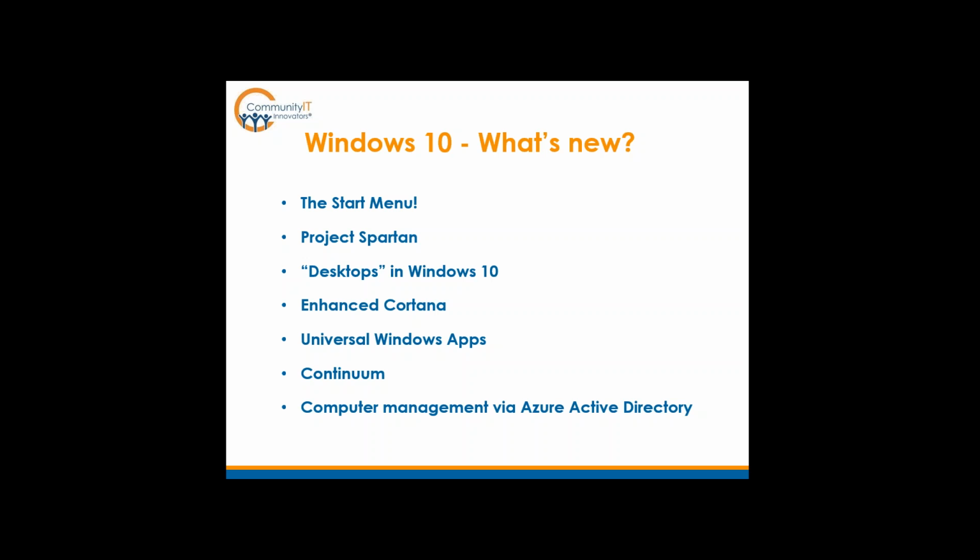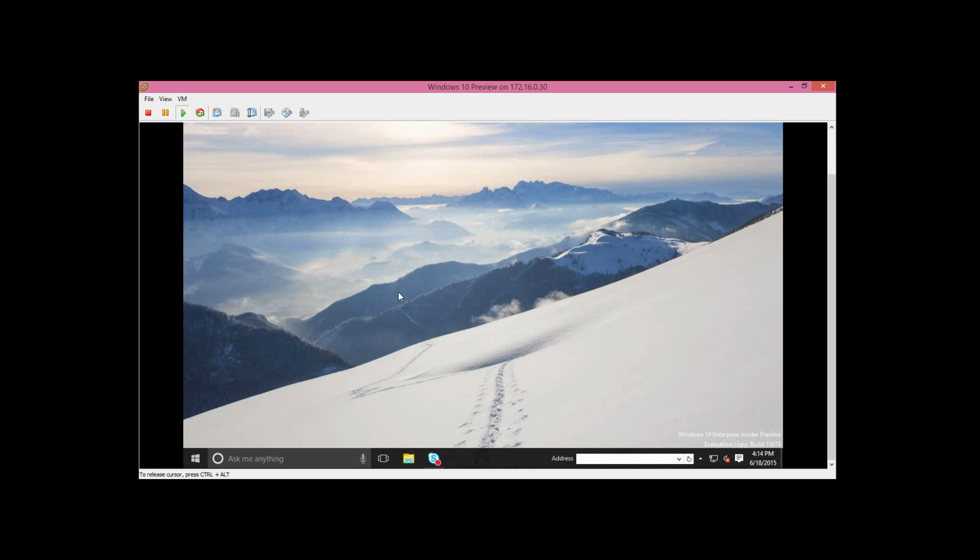So let's go take a look at some of this stuff and see what Windows 10 looks like. So you'll see this is the Windows 10 Enterprise Insider Preview. This is available generally, so you can sign up for it and download it. You'll see a couple things are new.